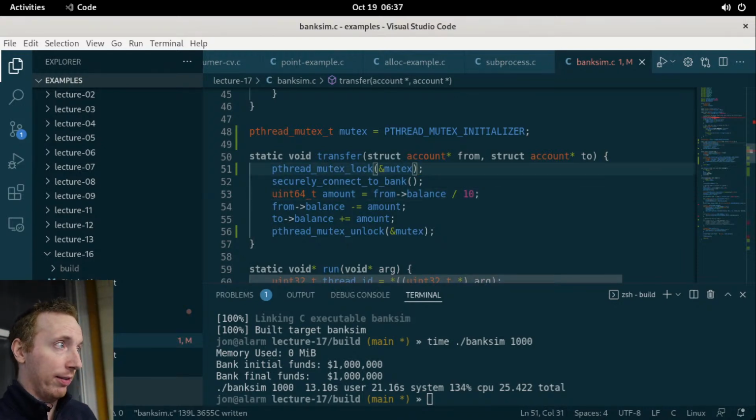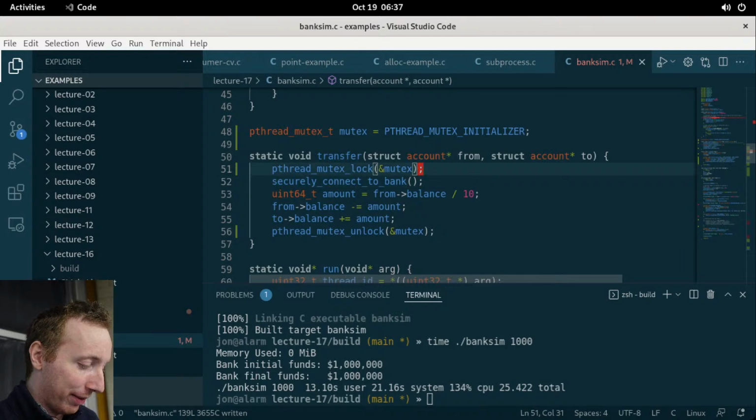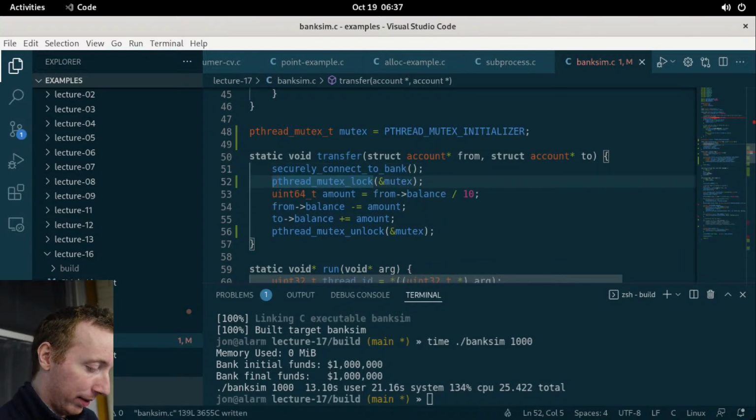So yeah, it's not bad, which is why I have this securely connect to bank, because doing those few math operations is so fast, parallelizing this just isn't even worth it. So that's why we have this securely connect to bank thing, just to waste some time.